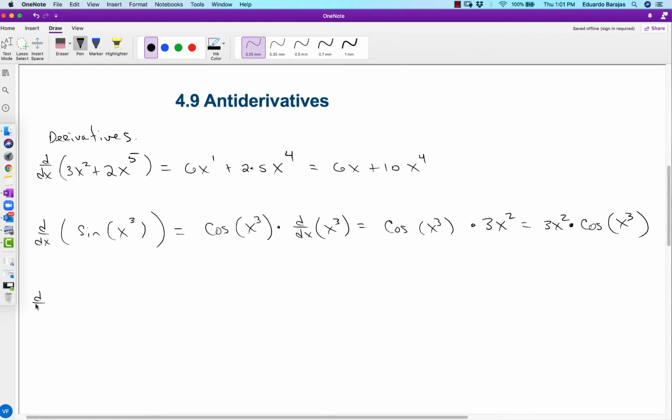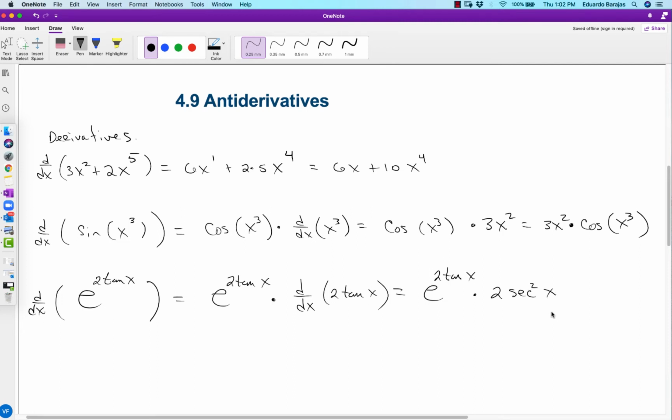How about the derivative with respect to x, d dx of, say, e to the power of 2 tangent x? Okay, so we know that, again, thanks to the chain rule, this is going to be equal to e to the power of 2 tangent x times the derivative with respect to x of 2 tangent x, which is equal to e to the 2 tangent x times 2 secant squared x. Okay, so these are all really good examples of derivatives.